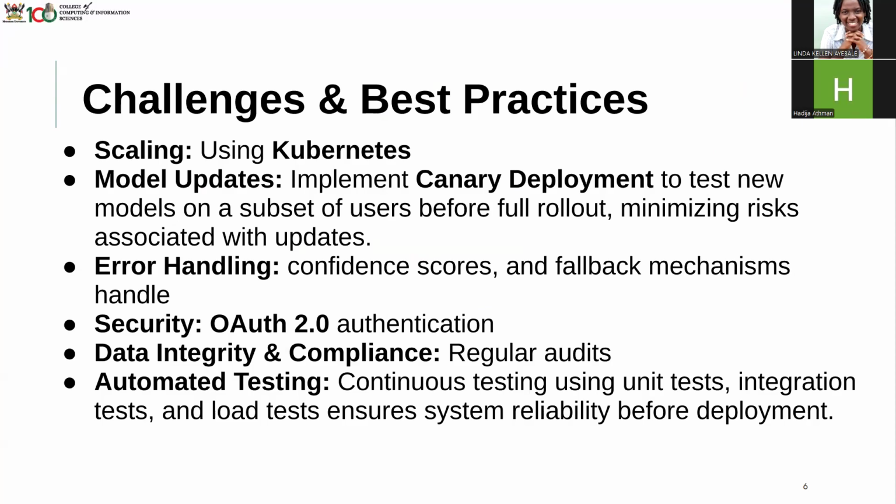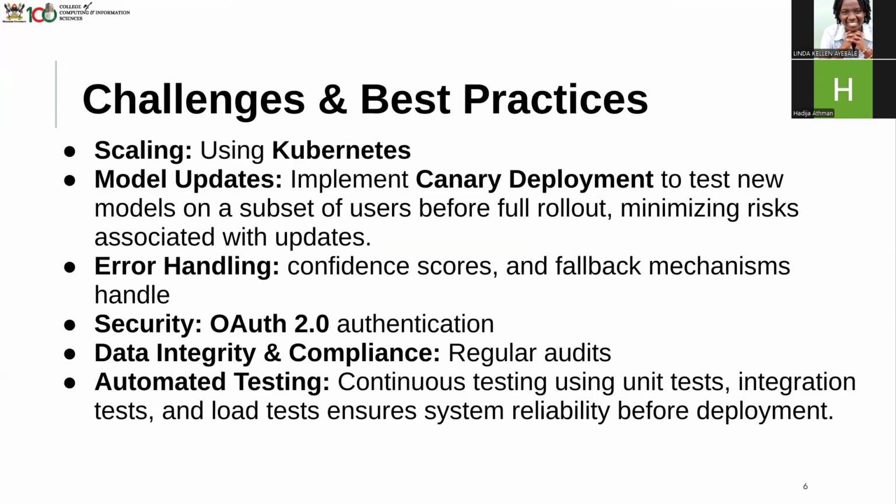Now the challenges and best practices. One is scaling. Even when we have high traffic in the application, we need to be able to scale and handle it. For that, we shall use Kubernetes to help us with automatic scaling. In the case of storage, we shall also integrate things like AWS auto scaling.